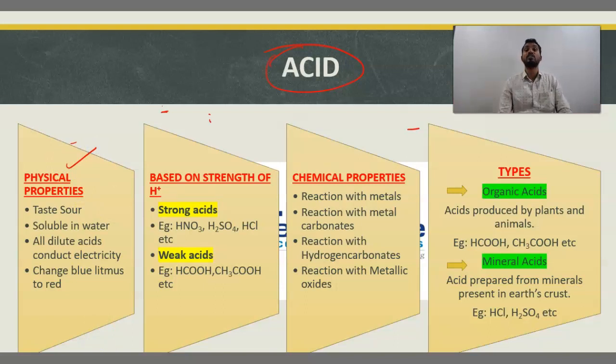Chemical means which we cannot see and tell, but we have to do some experiment. कुछ experiment करना है, तभी हमारे को मालूम पता चलेगा कि वो strong है या weak है. समझ में आ रहा है ना? And similarly, their properties.